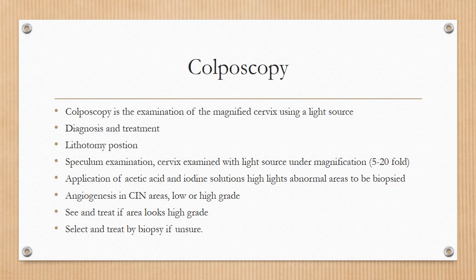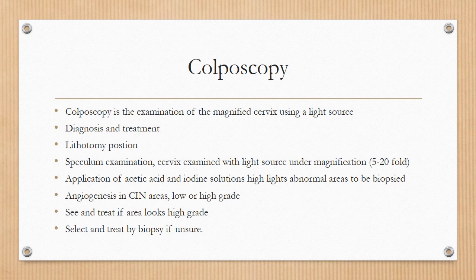Then what is colposcopy? Colposcopy is the examination of the magnified cervix using a light source. It is used for both diagnosis and treatment of premalignant lesions of the cervix. The patient is put in the lithotomy position. Speculum examination, and the cervix is examined with a light source under magnification of 5 to 20 fold. Acetic acid and iodine solutions are applied. It highlights abnormal areas to be biopsied.